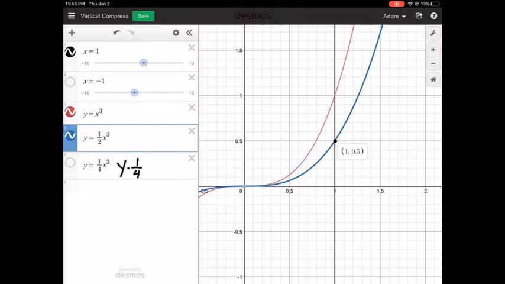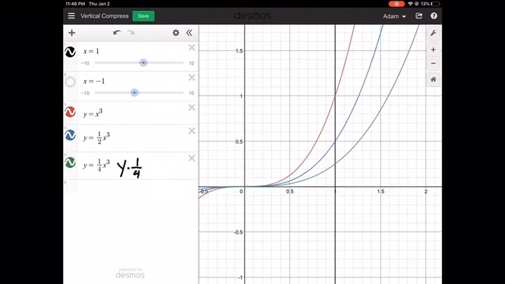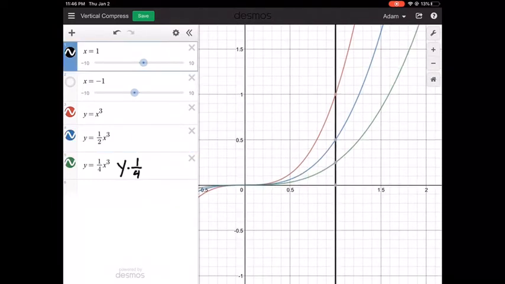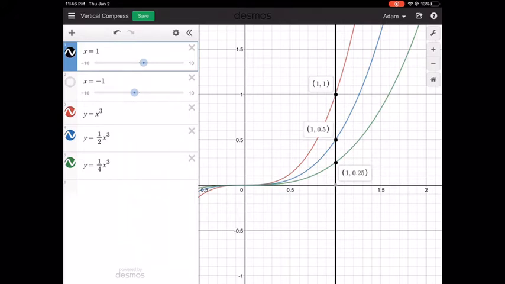We're going to multiply our y values, this time though, by 1/4. So again, if you're looking, the new y value is 0.25, okay? So when we're multiplying on the outside, we just multiply the y value by whatever the number is. Parent function is 1. This 1/2 times x to the third has a new point at 1/2. And then 1/4 x to the third is a new point at 0.25, okay?